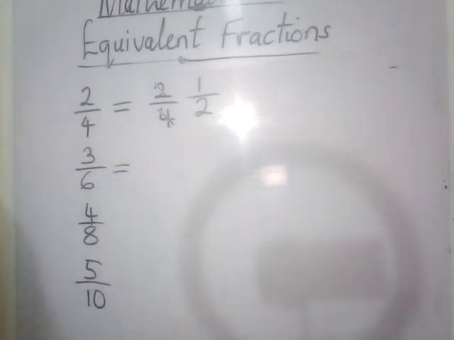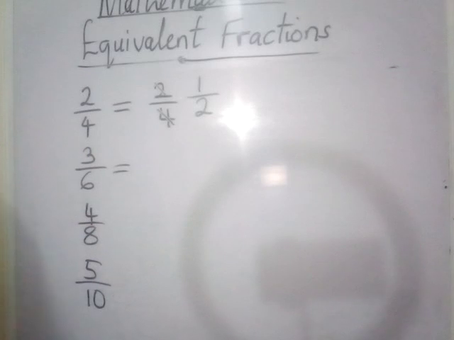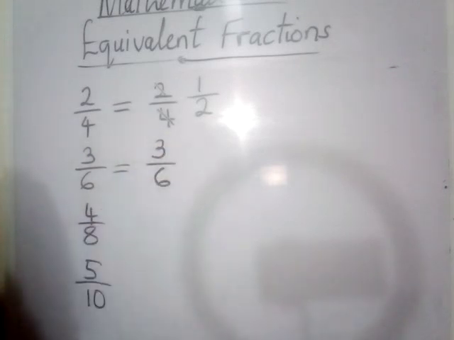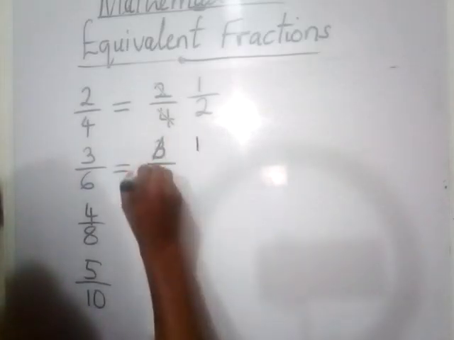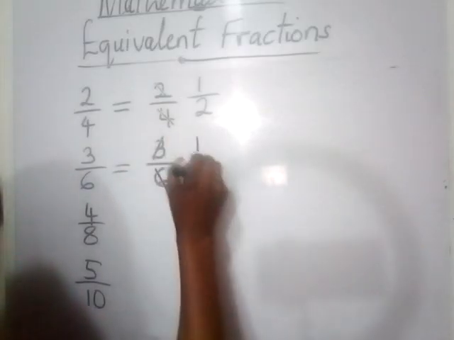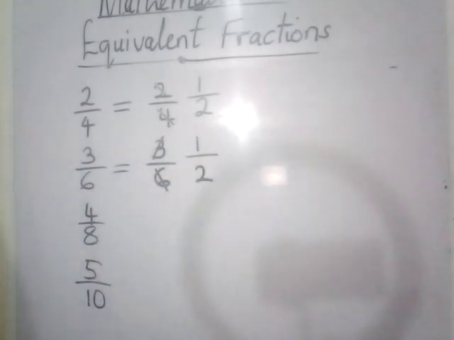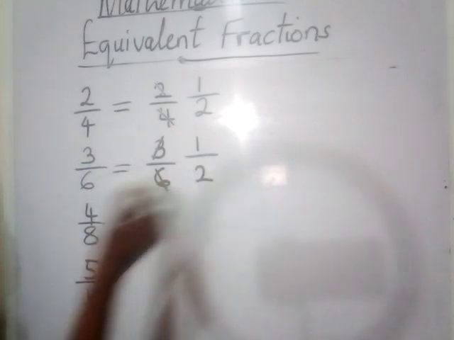This is 3 out of 6. Again, we know that 3 is a number that can divide 6, so we're going to divide the two numbers by the one number that we know can divide through them. So 3 divide 3, you have 1. 3 divide 6, you have your 2. Okay? So that means that 3 over 6 is an equivalent of half.